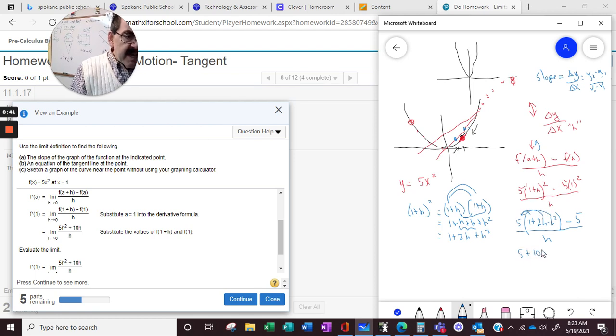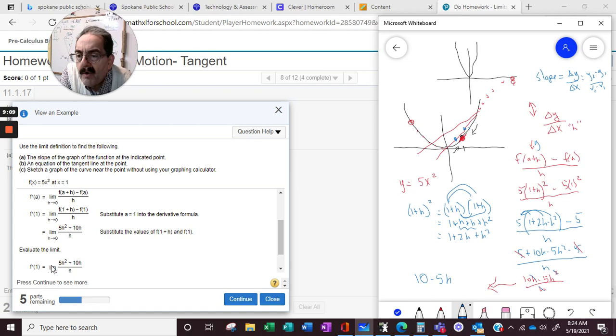5 plus 10h minus 5h squared minus 5 over h. The 5's cancel, giving us 10h minus 5h squared over h. We can get rid of an h, leaving us 10 minus 5h.